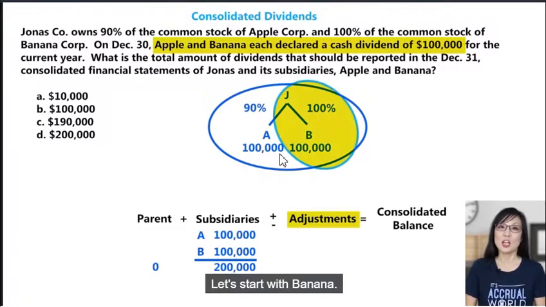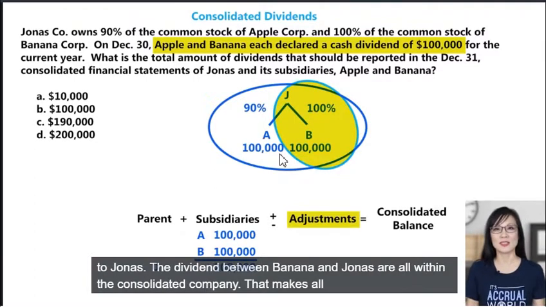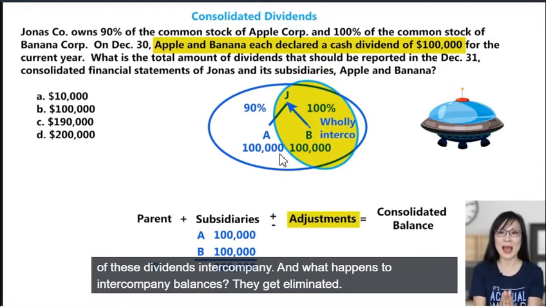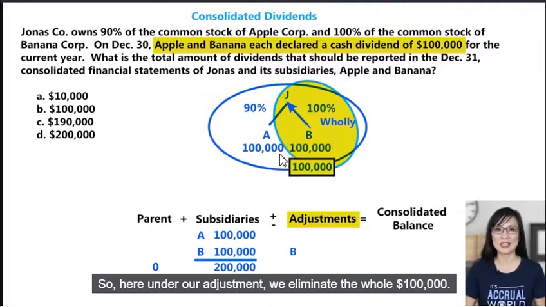Let's start with Banana. Jonas owns 100% of Banana, and all of Banana's $100,000 of dividends are going to Jonas. The dividends between Banana and Jonas are all within the consolidated company. That makes all of these dividends intercompany. And what happens to intercompany balances? They get eliminated. So here, under our adjustments, we eliminate the whole $100,000.